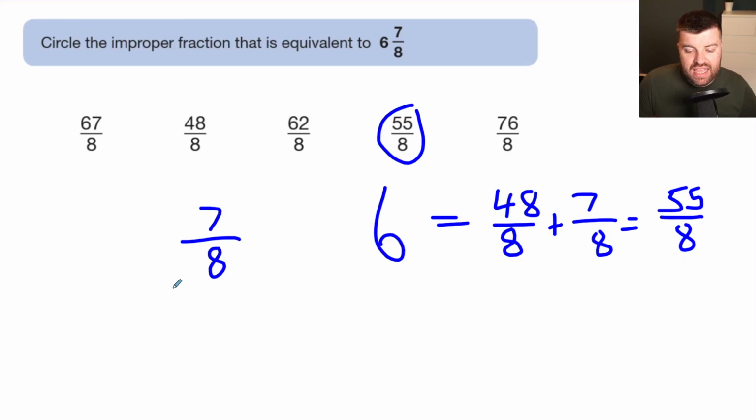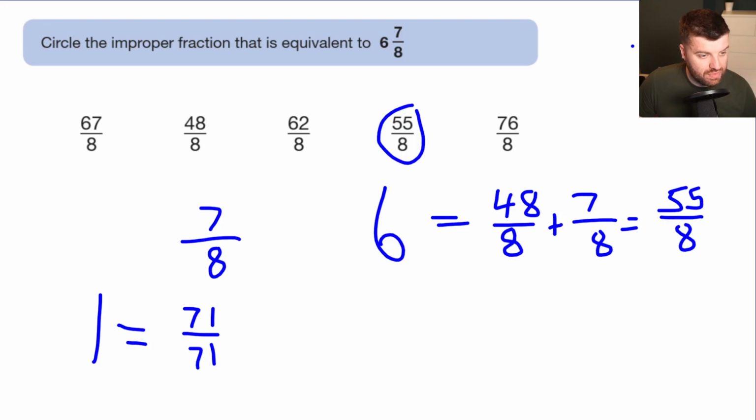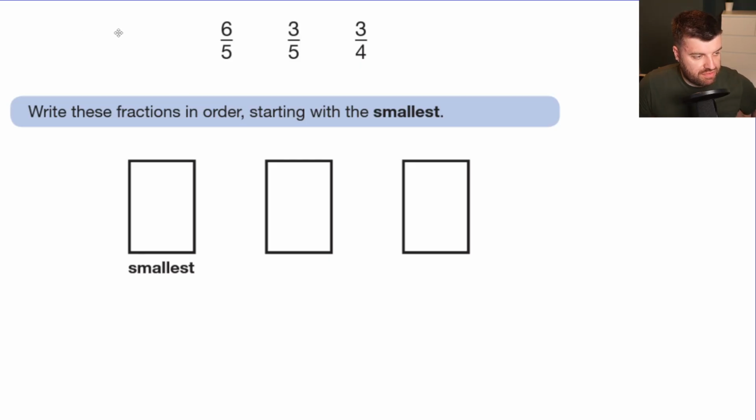Classic question. A lot of times, guys, you'll be expected to know how to convert 1 into any denominator. For example, if I said 71, well, it would be easy because it would just be 71 71sts, however we'd say it, okay? So whenever we look at 1, we are looking at the same for the numerator and denominator if we want to write it as a fraction. Write these fractions in order, starting with the smallest.